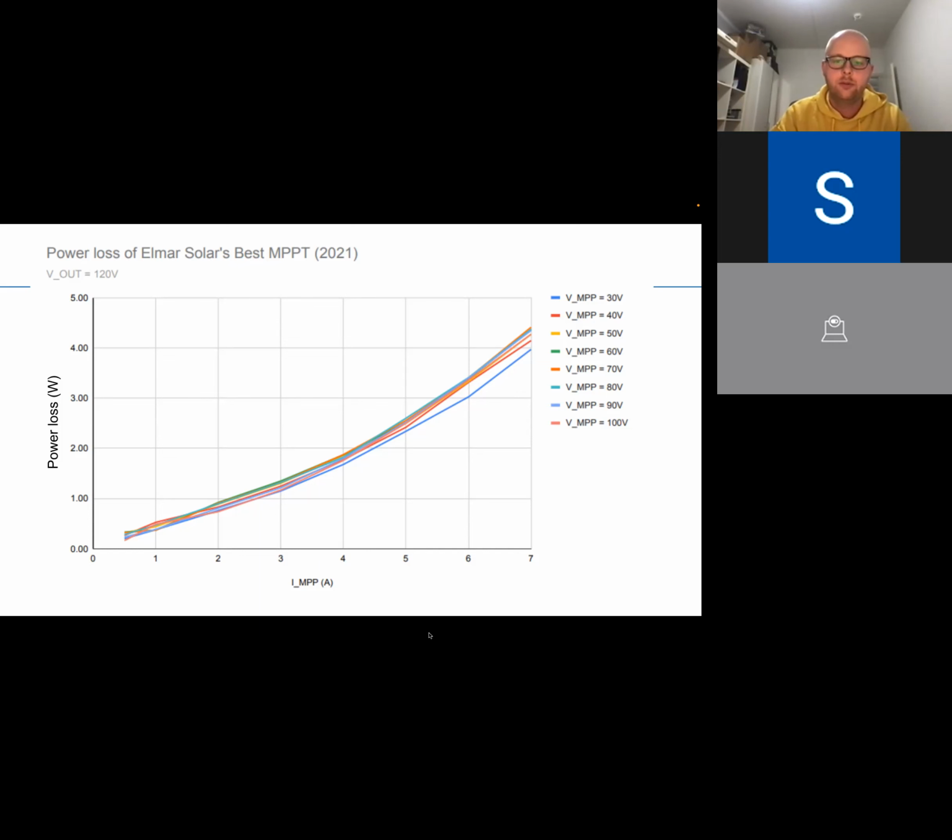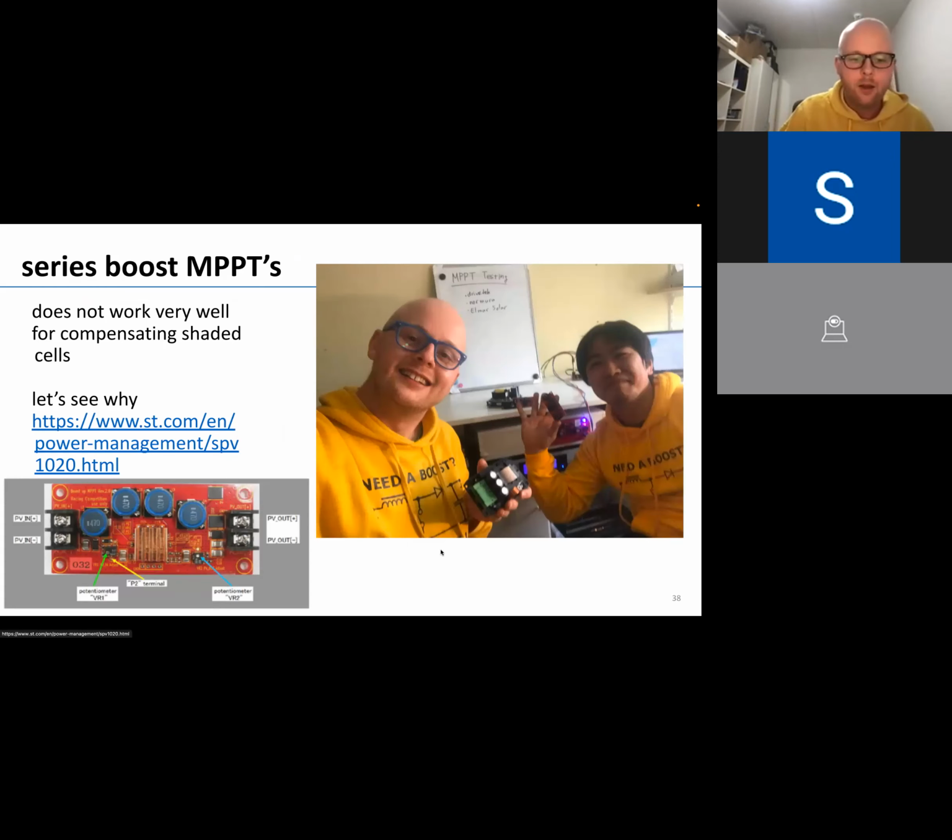What else? Series MPPTs. I've seen some teams, also American teams, using these boost MPPTs that connect with their output in series. Let's see, do I have a slide on that? Here, yes. The picture on the left is a couple of solar cells connected in series to a big boost MPPT.